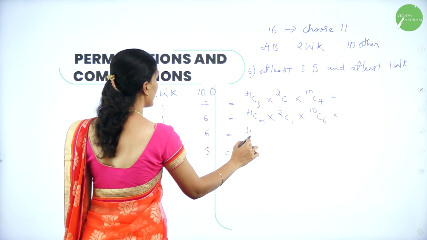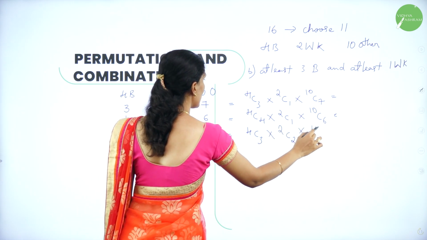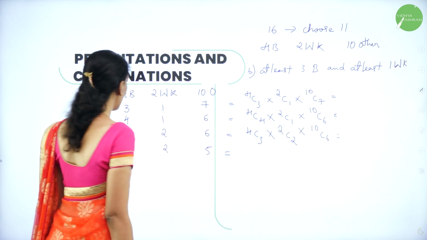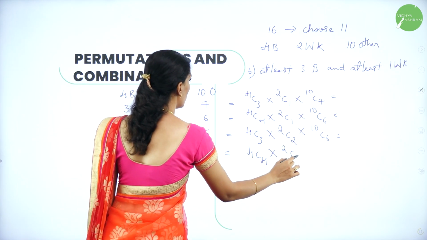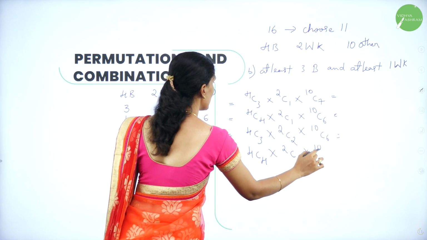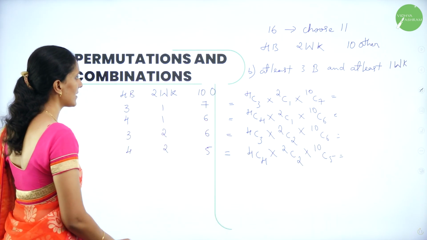Next, 4C3, 2C2, 10C6. Next, 4C4, 2C2 into 10C5. So remember the properties here also.